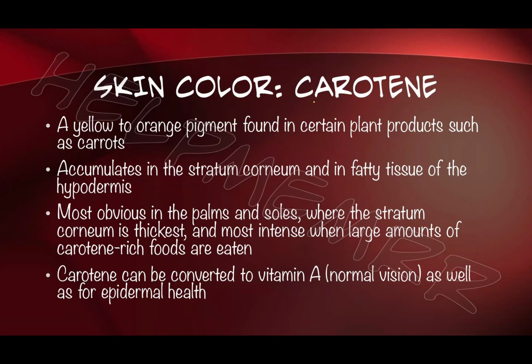All right. Next pigment, carotene. Carotene, think like carrot, right? A carrot is orange, so it's yellow to orange. It is going to be found in carrot-like plant products. Carrots are a big one. Sweet potatoes and yams are other ones that have it. This is going to go into the stratum corneum. That's why the palms of your hands and soles of your feet, where the stratum corneum is a little thicker, look a little bit more orange than anything else.